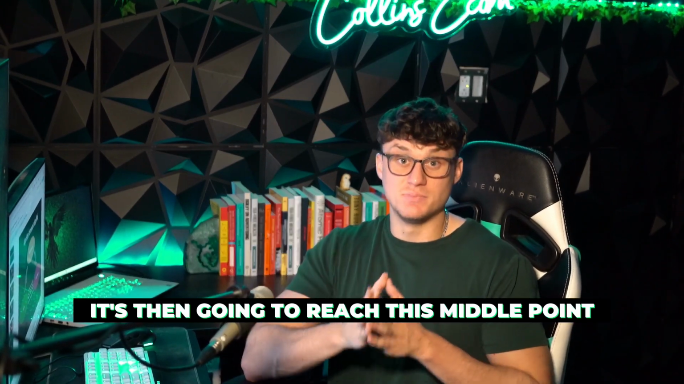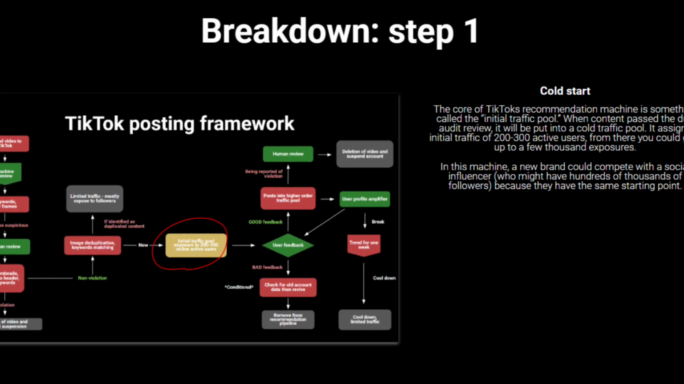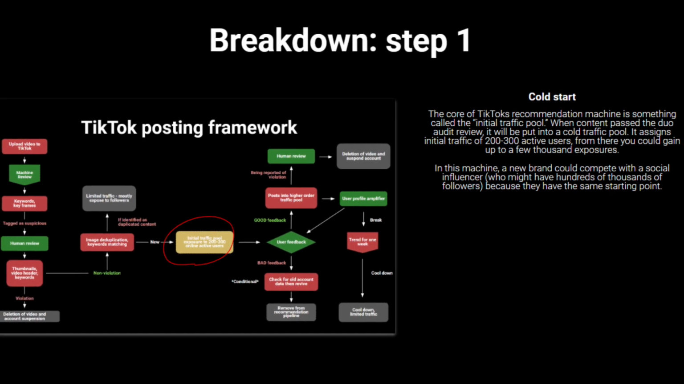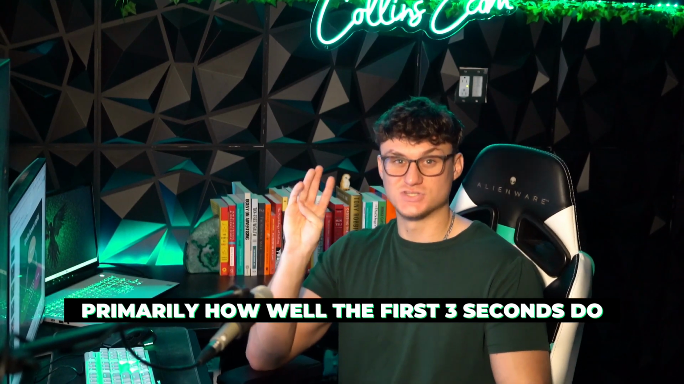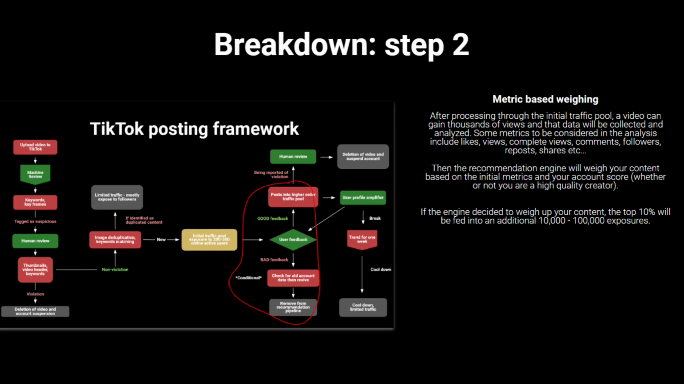It's then going to reach this middle point and it'll go through what's called the initial traffic pool. And this part's huge because this is the initial pool of around 200 to 300 viewers that watch your video and determine how good the video is. It'll take into account primarily how well the first 3 seconds do and whether or not people swipe or keep watching. This is how TikTok tests your content before pushing it into the main feeds.